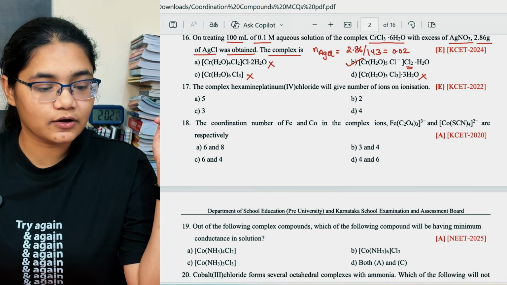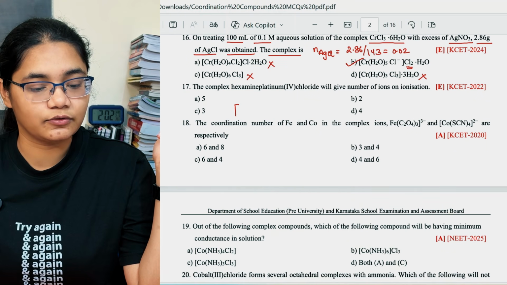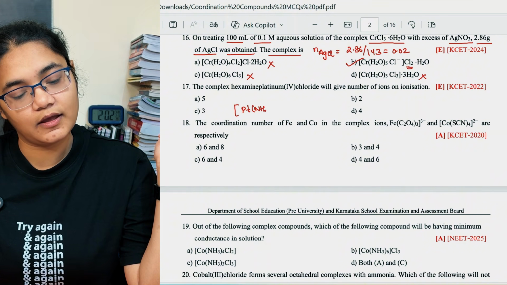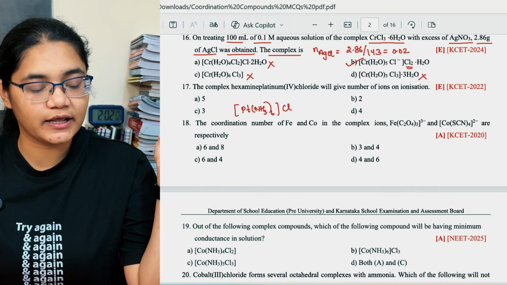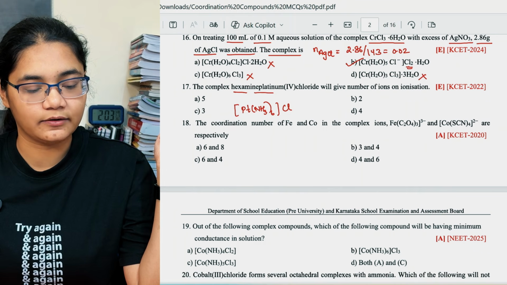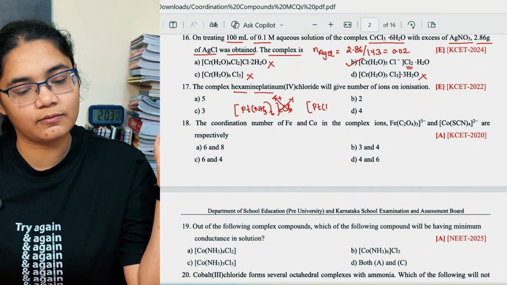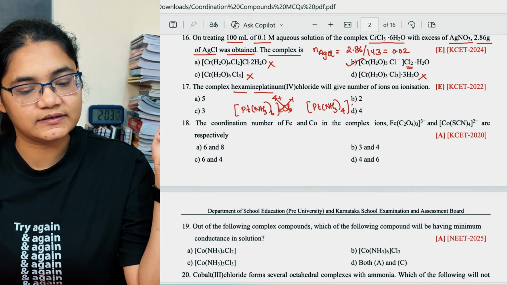Next, the complex hexaammine platinum(IV) chloride will give what number of ions on ionization? Hexaammine platinum(IV) chloride, so you have Pt(NH3)6 and Cl. So you have to calculate here. Platinum is 4 plus and chloride is minus, so this one will be multiplied here, this one will be multiplied here. So we will have the actual formula of the complex like this: [Pt(NH3)6]Cl4.